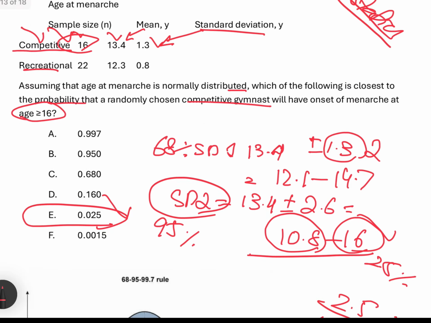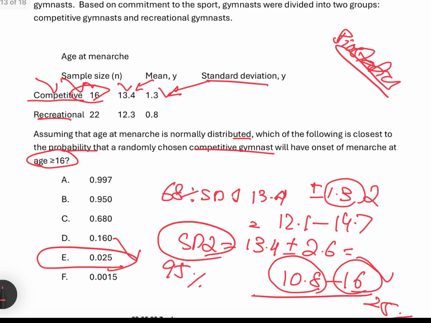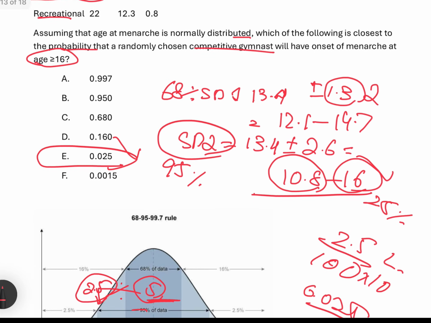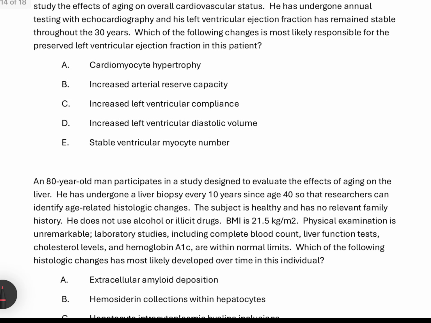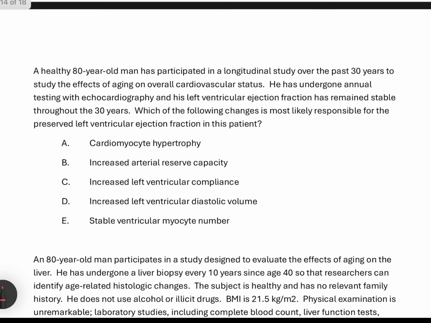It is just a biostatistics and statistics question. When you are done with those subjects or public health, it will be easier for you. And don't forget, in the first standard deviation you have 68% of data, in the second you have 95% of data, and in the third you have 99.7% of data. Now we are moving to the next question.